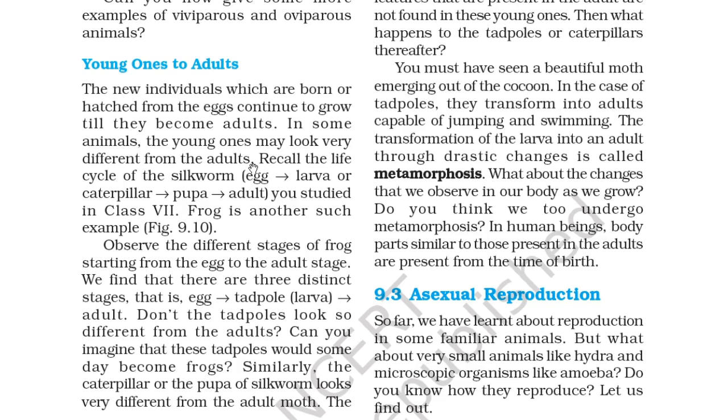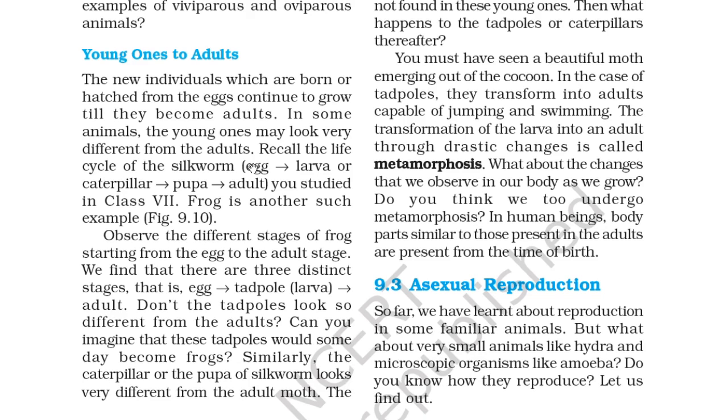The transformation of the larva into an adult through drastic changes is called metamorphosis. What about the changes that we observe in our body as we grow? Do you think we also undergo metamorphosis? In human beings, body parts similar to those present in the adult are present from the time of birth.